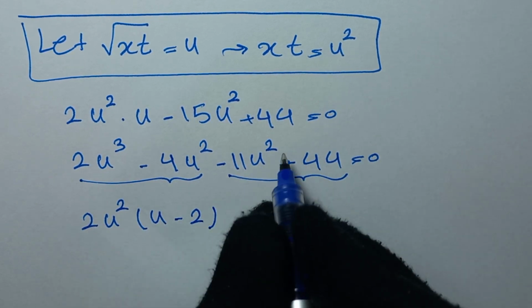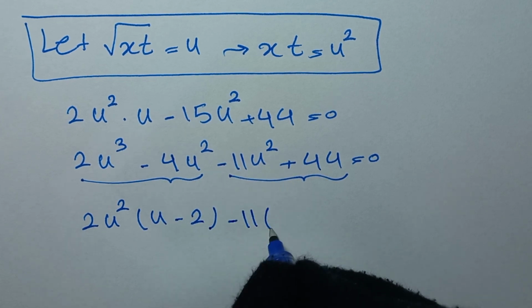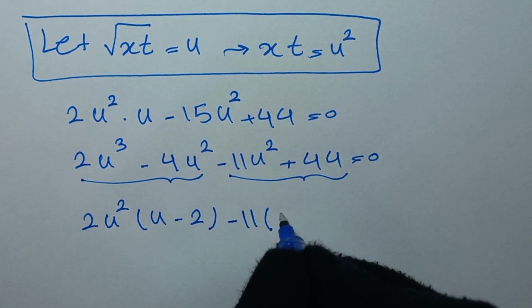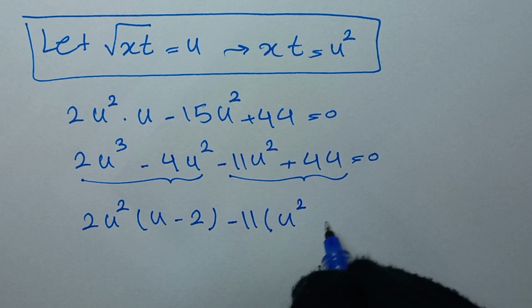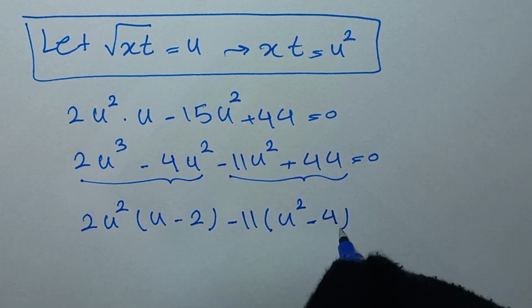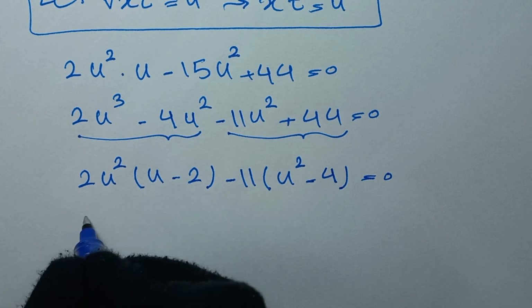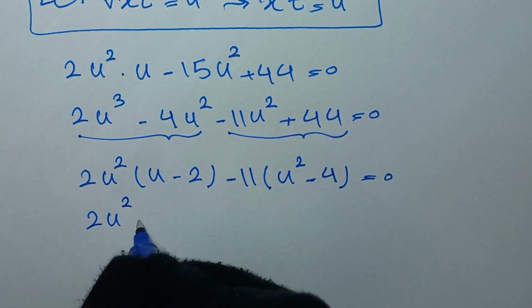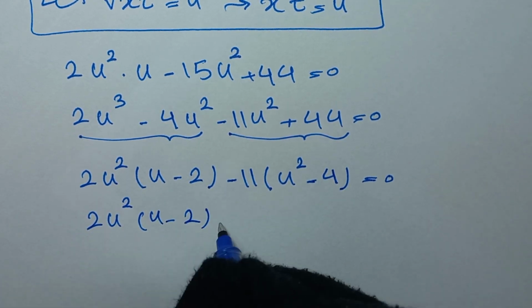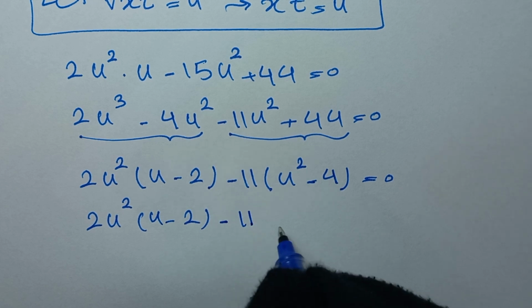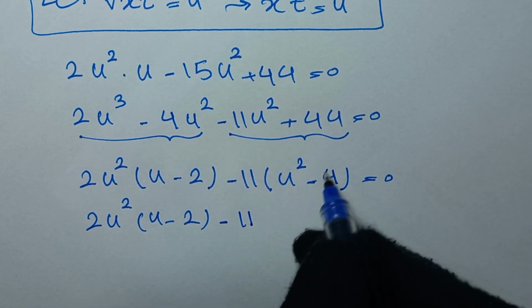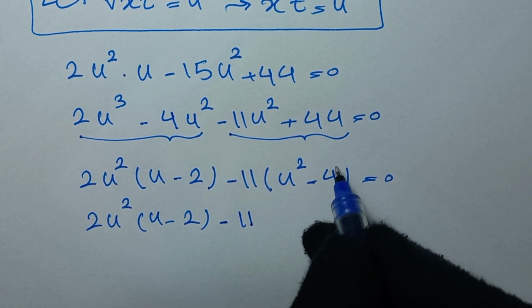And from these two parts we factor negative 11, and this divided by this it will be u squared, and this divided by this it will be negative 4 is equal to 0. And it will be 2u squared times (u minus 2) minus 11 times (u squared minus 4). And we can write 4 as 2 squared, right? 2 to the power of 2.